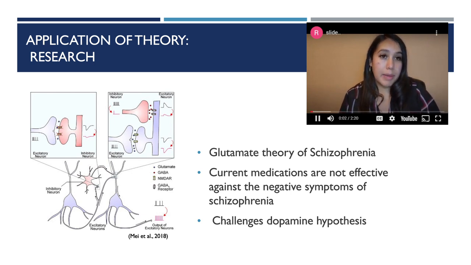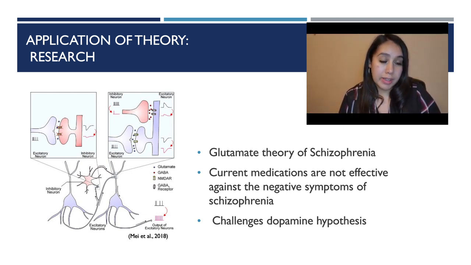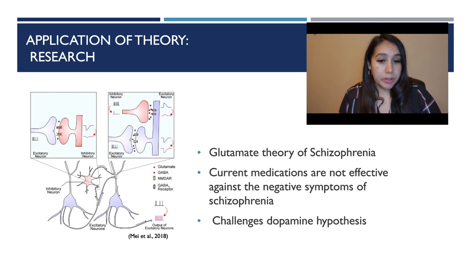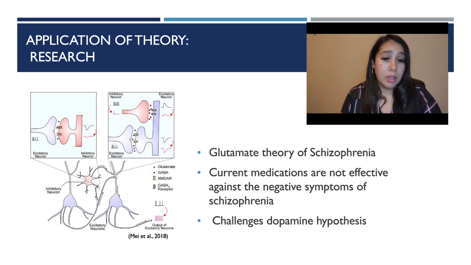Next, we're going to talk about more application of the theory and new research that's being generated. We're going to talk about the glutamate theory of schizophrenia. It's the newest biological model of schizophrenia. This directly challenges the dopamine hypothesis. Earlier in this presentation, I spoke briefly on glutamate as one of the 6 major neurotransmitters. I also spoke briefly on the dopamine hypothesis.